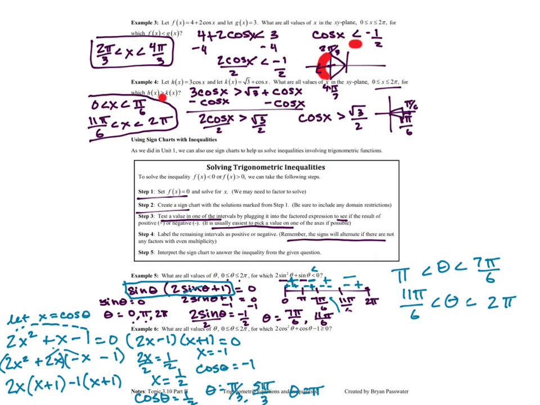5 pi over 3. Okay, so those are the numbers that go on my handy dandy sign chart. From 0, what's first? Pi over 3. Yeah. And then pi, and then 5 pi over 3, and then 2 pi. And we're plugging back into our factored form, which would say 2 cosine theta minus 1 times cosine theta plus 1. That's what we're plugging into.